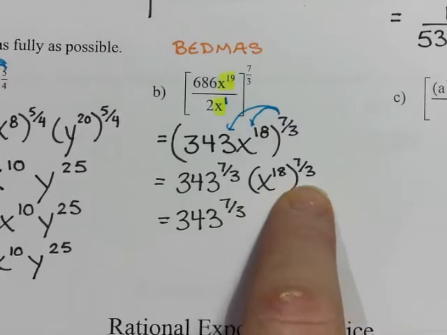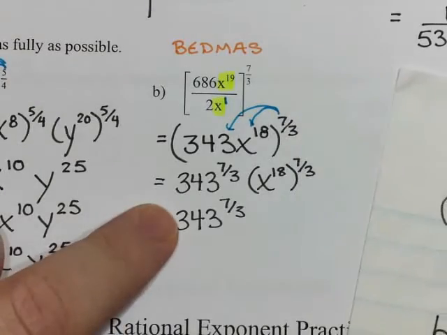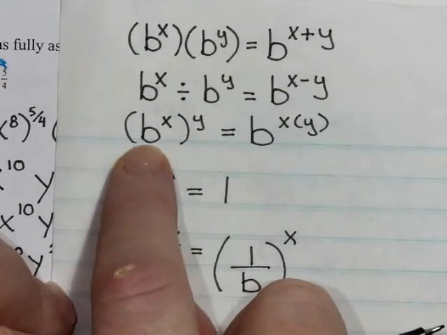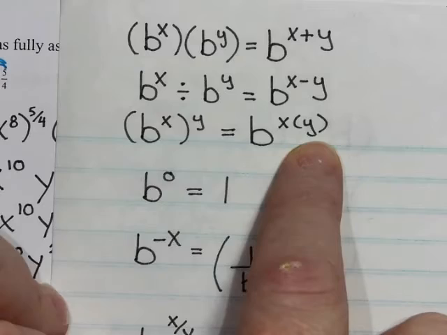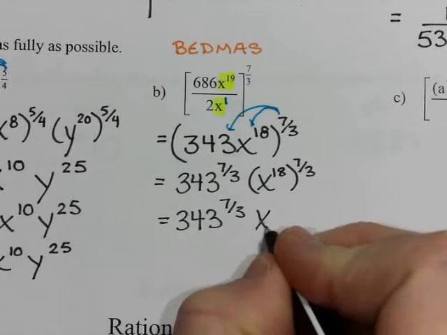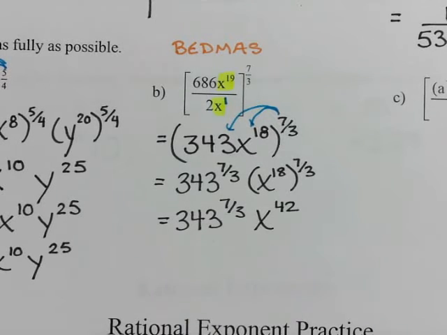But the x to the 18 to the 7 over 3, if I look at my little sheet of exponent laws, anytime you have a power on a power, so one base, two exponents, we multiply those exponents together. So I would do 18 times 7 divided by 3 on my calculator, and I get 42. So this is x to the power of 42.